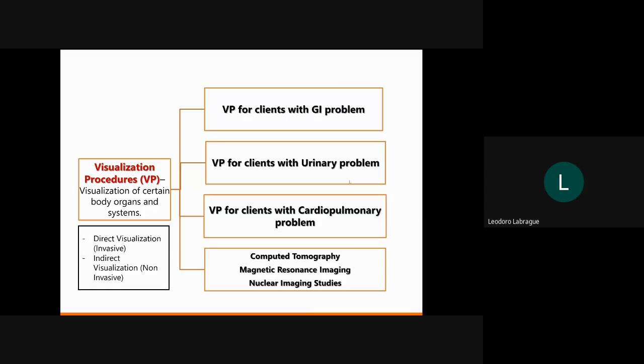At this point, we're going to discuss what are the different procedures to visualize. To visualize means to see. To check certain body organs or systems with the use of instruments, with the use of technology. Okay, now I'm going directly to the different types of visualization procedure. I think it's in the next few slides.